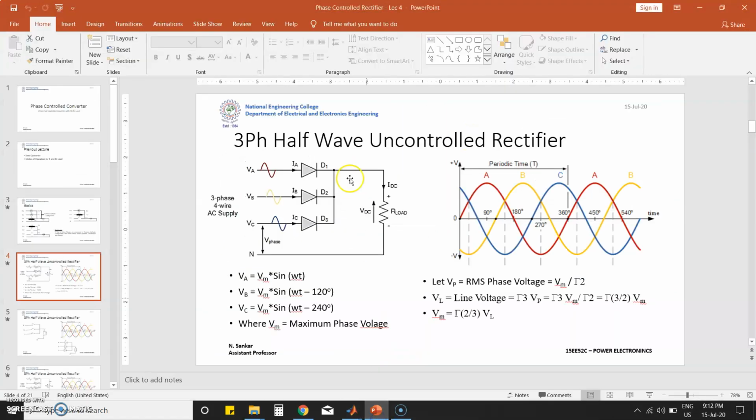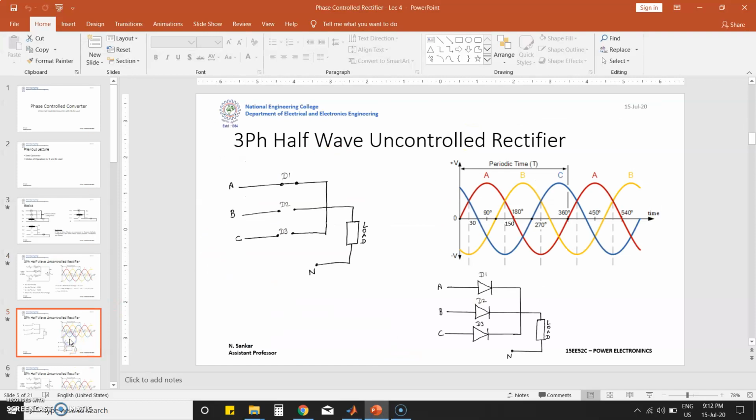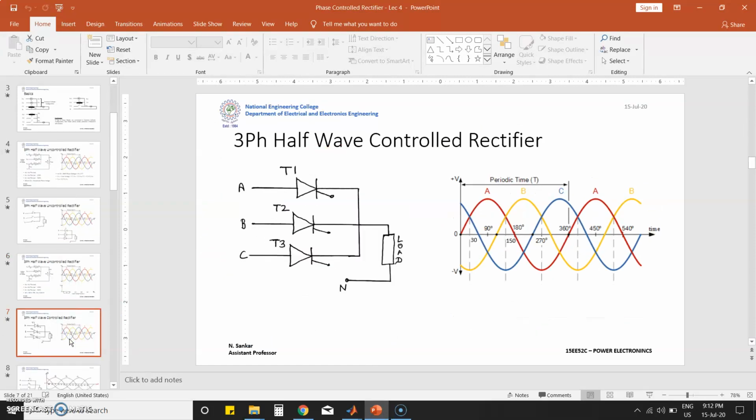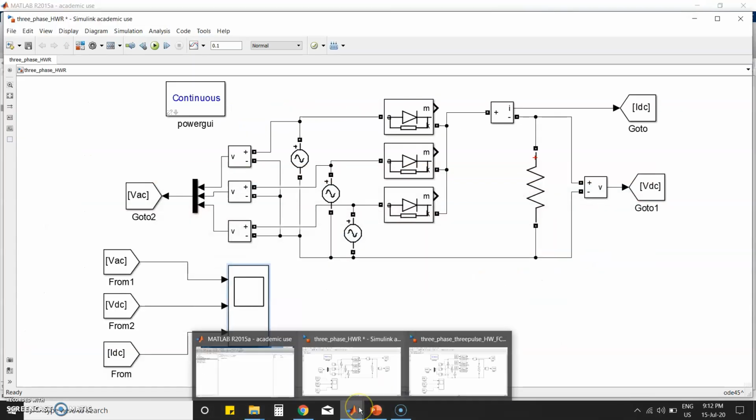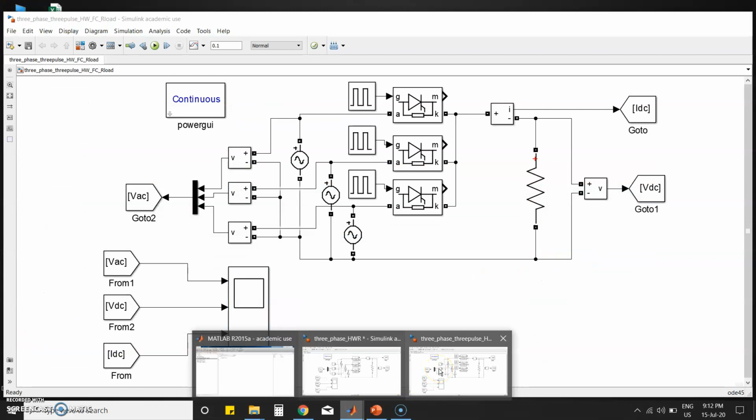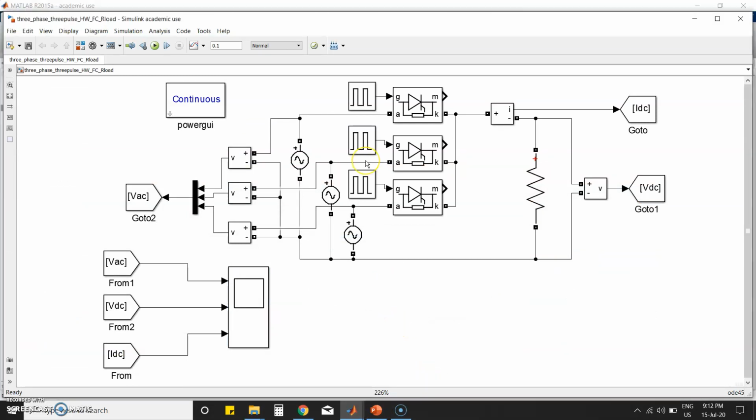If I want to change this to a controlled rectifier, what I have to do is just replace the diodes by thyristors. That's all. For that, I have already done the simulation. So this is the circuit diagram or simulation file of your three-phase, three-pulse, half-wave, full control converter with R load. It is the same thing, but the only change is in your pulse generator.